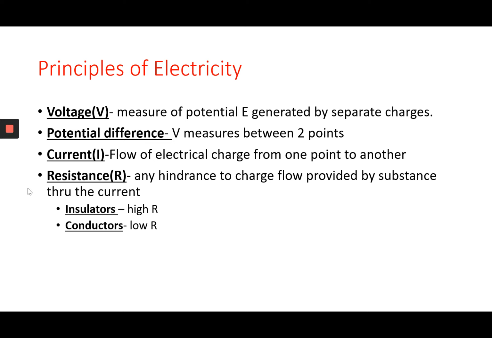And if we change this potential difference, we can introduce or create a current. A current would be a flow of electrical charge from one point to another, say from the axon hillock to the axon terminals. And if we introduce any resistance, any hindrance to that charge, to that current, we will reduce current and impede the action potential reaching the axon terminals.